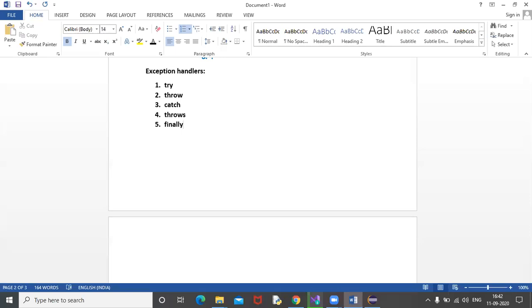Runtime exceptions are solved by a programmer using the exception handlers. These are all runtime exceptions. Now we are dealing with them as a programmer. They are solved by the programmer using exception handlers, and they are 5 in number. So the first one is try.